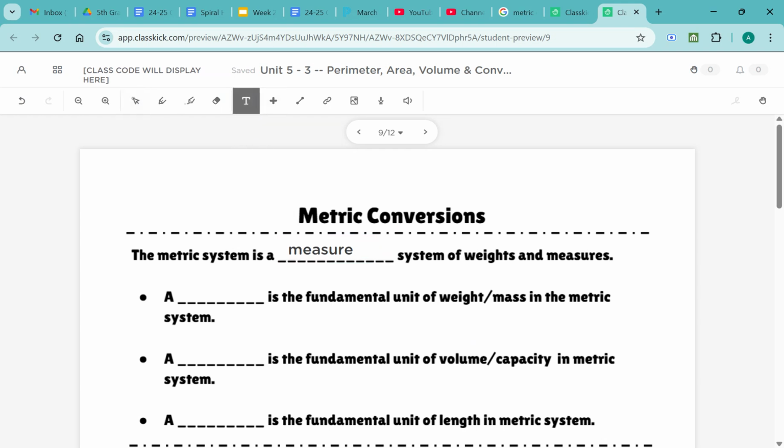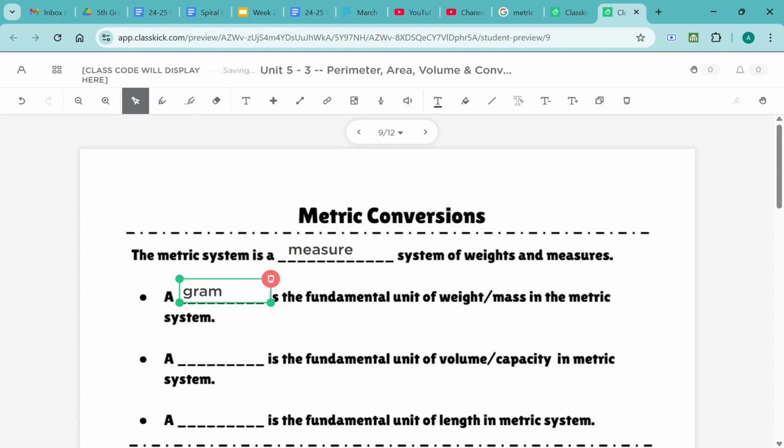Okay. So, we have some fundamental units in the metric system. You've probably heard these in science class. We don't use them too much because in the United States, we use something called the customary system, which we'll go over tomorrow. But in other countries, they use the metric system, so they use these a lot more.